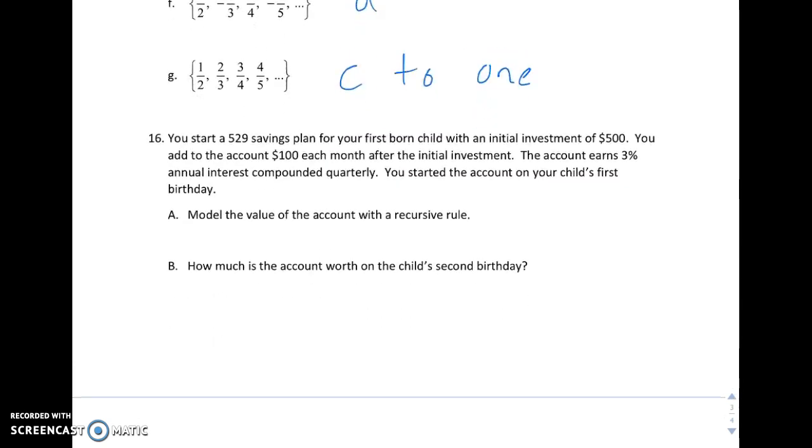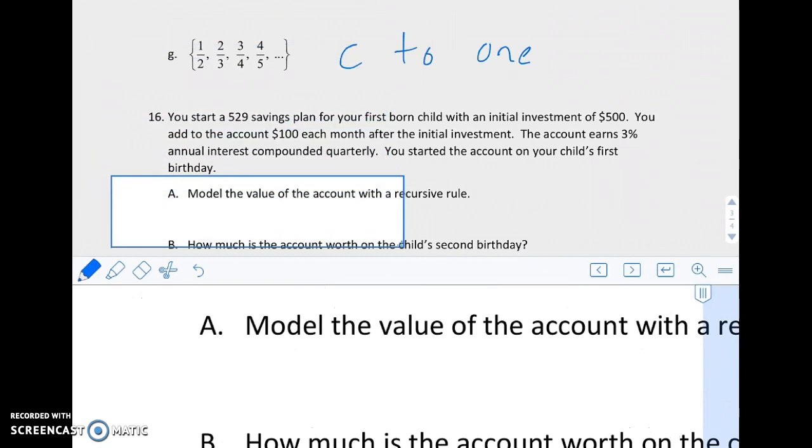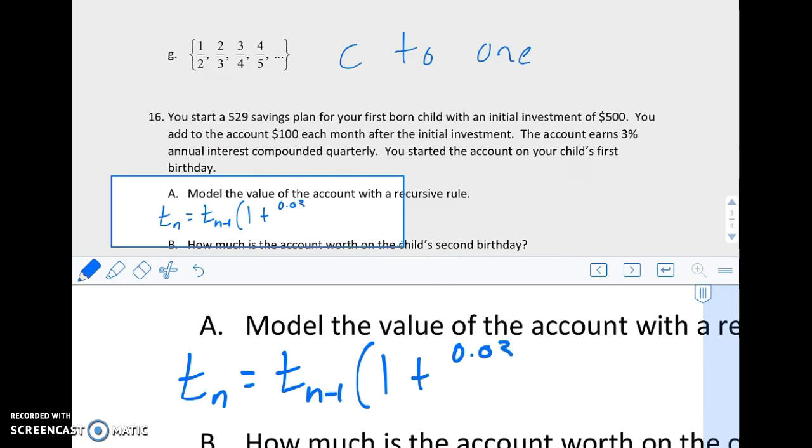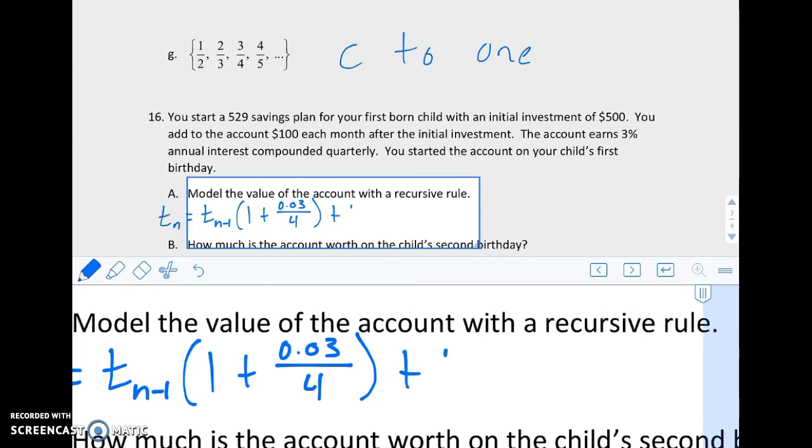Question 16 is a more real-world example, recursive rule writing. So for this savings plan, we need to write a recursive rule. So it's going to be Tn equals a bunch of stuff done to Tn minus 1, which is the term before it. If you remember from our exponential unit, how we add interest to an account is with something like this, 1 plus the rate of 3% divided by the number of times it's compounded per year, which is 4. So that happens every month, but we also have to take into account that every month we are adding $100 to it, so we have to plus 100 at the end of each compound as well.